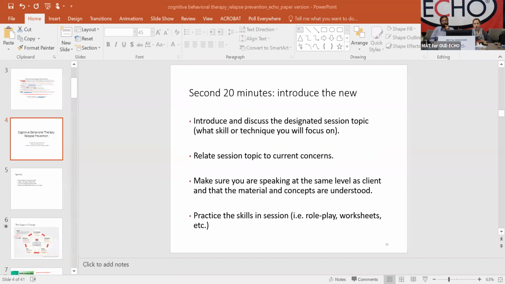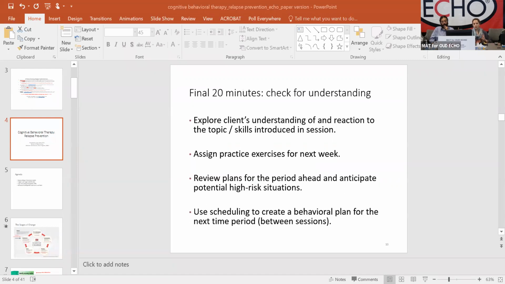We want to use concrete examples, and then allow time within that middle 20 minutes to practice that skill. It's not sufficient to just give it to them and hand them a worksheet. We really need to make sure that we're introducing it briefly, going over the rationale, tying it to their current situation, and then saying, okay, now let's practice, because we want them to have the benefit of doing it with you, so they can make sure they're practicing the skill correctly when you assign it for practice over the week.